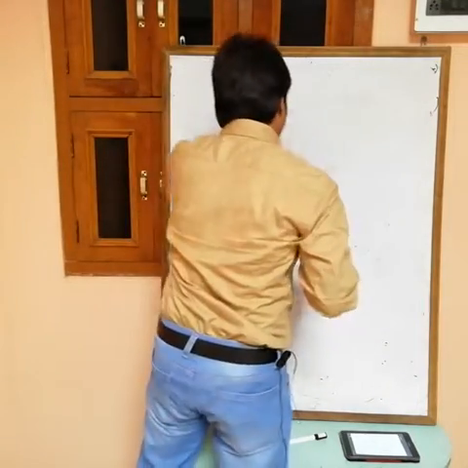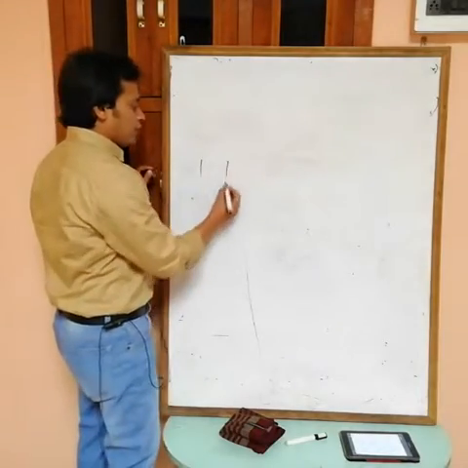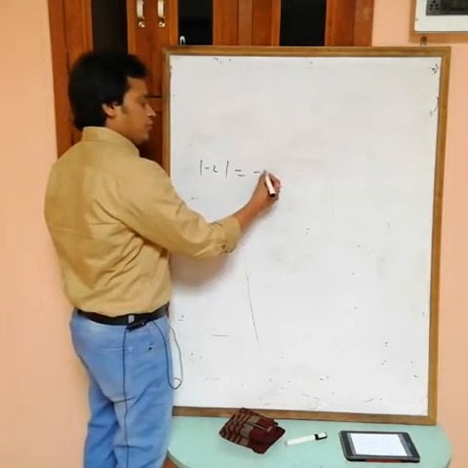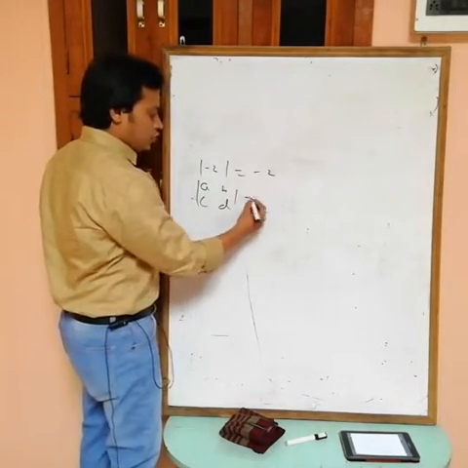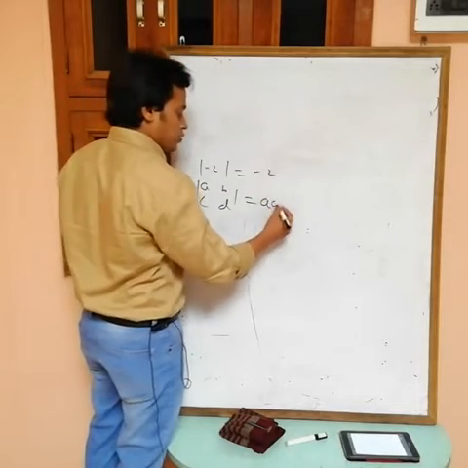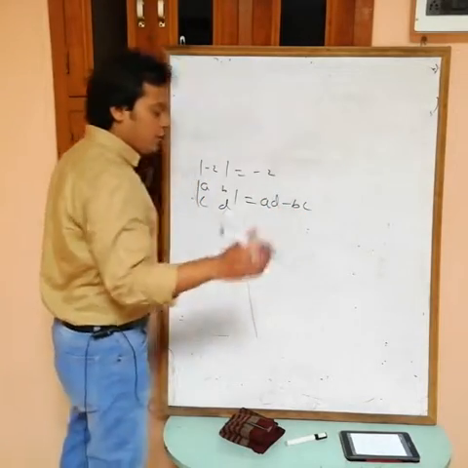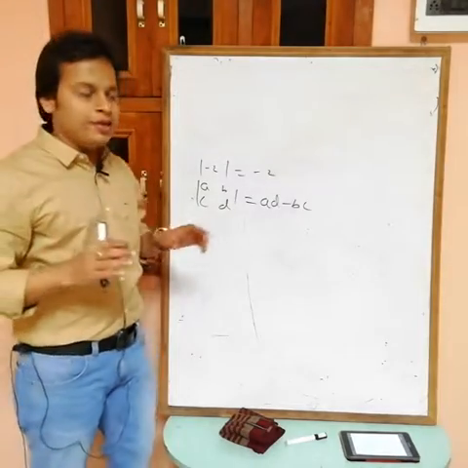Okay, now how to find the value of determinant? If we have determinant of 1 by 1 order, suppose minus 2, then the value of this one is minus 2. If we have a 2 by 2 determinant A, B, C, D, then easily we can find this one into this one minus this one into this one, AD minus BC. But if the order of the determinant is more than 2, then we can't find it directly.